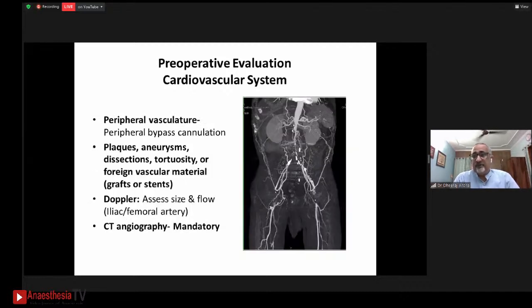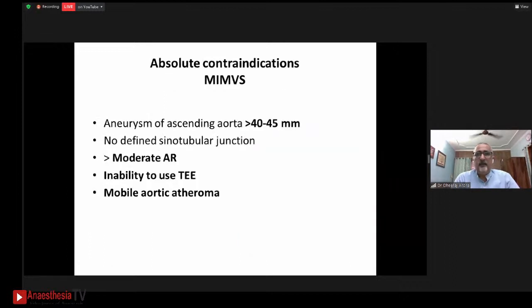Now, peripheral vasculature, I already showed: any plaque, any aneurysm, any dissection, any foreign material, any graft or stent, they are absolute contraindications for minimal invasive surgery because you have to go on percutaneous bypass. That is why CT angiography is mandatory in the pre-operative evaluation of these patients after any abnormality is detected on Doppler. So an absolute contraindication is aneurysm of the ascending aorta of more than 40 to 45 millimeters.